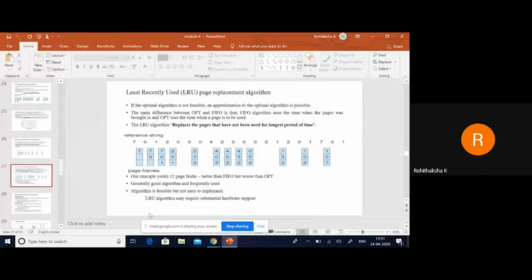So it is generally a good algorithm and it is frequently used. The algorithm is feasible but not easy to implement. Why it is not easy to implement is because it requires some hardware support, because we need to keep track of which page has not been referenced since the previous time. That is one of the major drawbacks of least recently used.